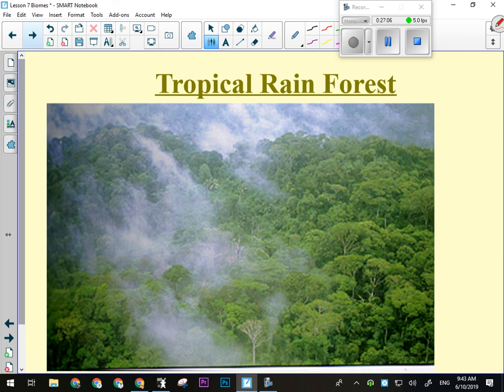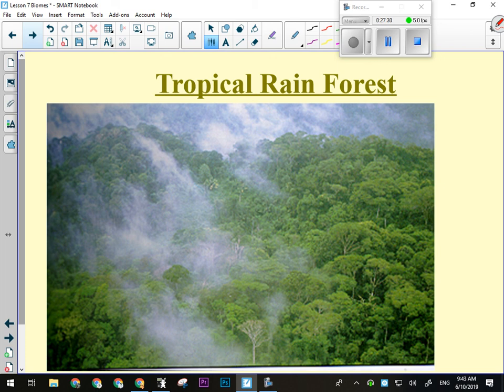All right, so the tropical rainforest. How many people have ever been to a tropical rainforest? If you've been to Hawaii on the jungle side, not on the dry side, you've been to tropical rainforest. There's places like Jamaica, where you'd see some tropical rainforest. The Philippines, places like that are all very tropical.